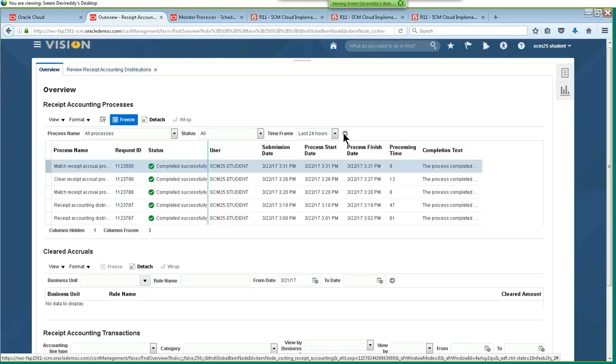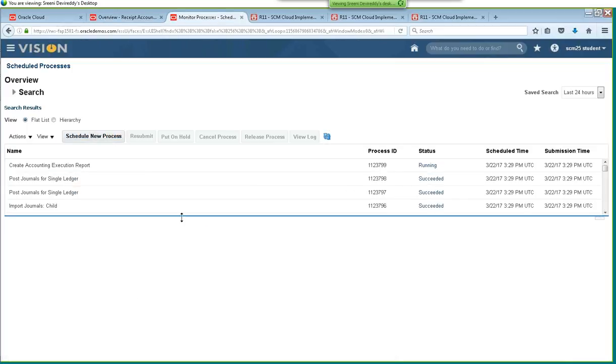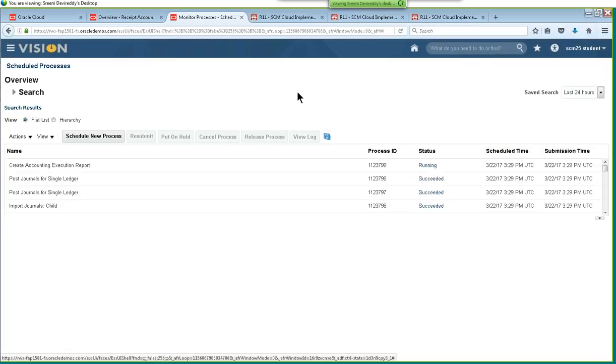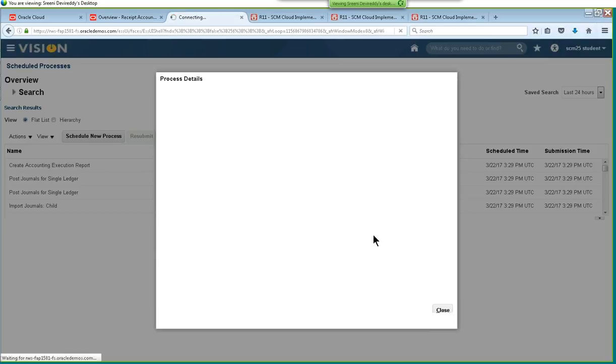Once the matching is done, we'll do the reconciliation report. Okay, it's done. So let's run the accrual reconciliation report. Hopefully that adjustment of 100 should be picked up, and we should see no balance in the accrual.